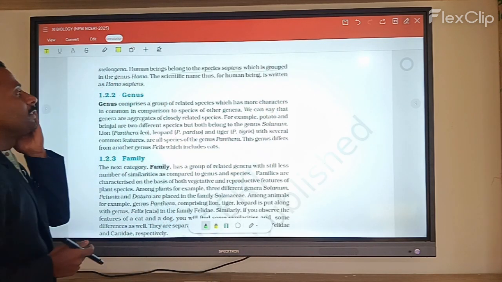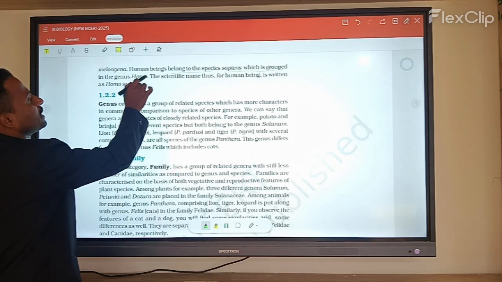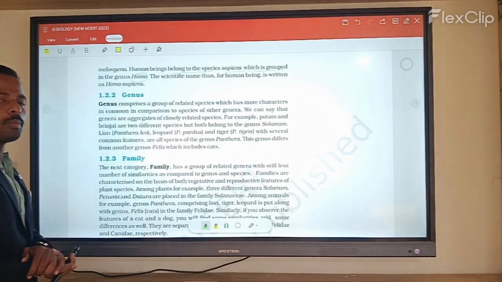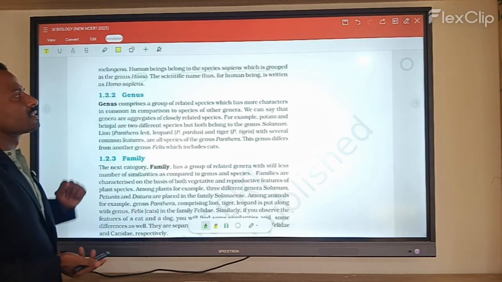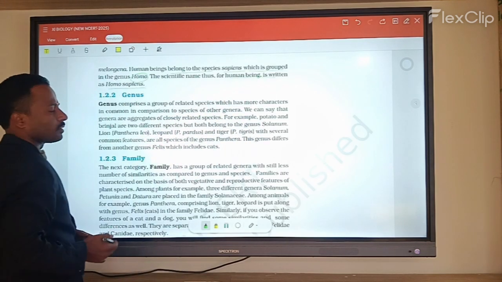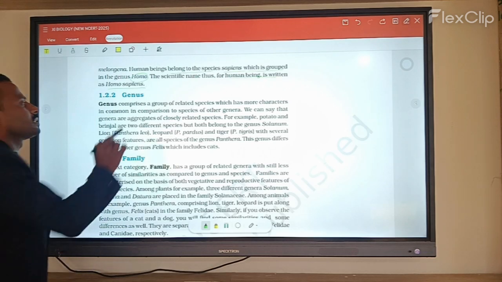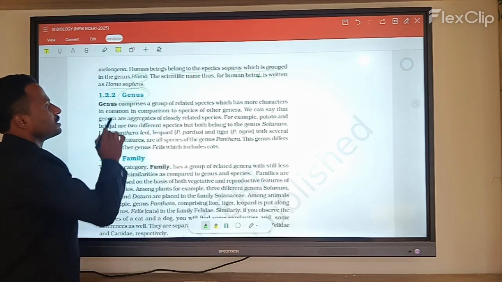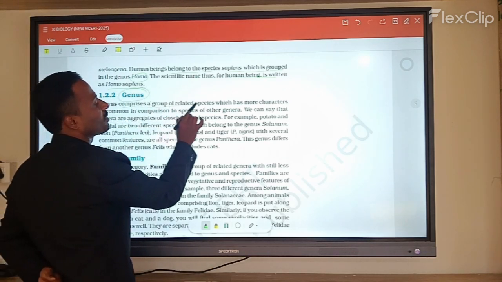Sorry, Homo sapiens as a group belongs to the genus Homo. Homo means what? That is a genus. And the specific name of human beings is written as Homo sapiens. Next, the second category is what? That is a genus. A genus comprises a group of related species.